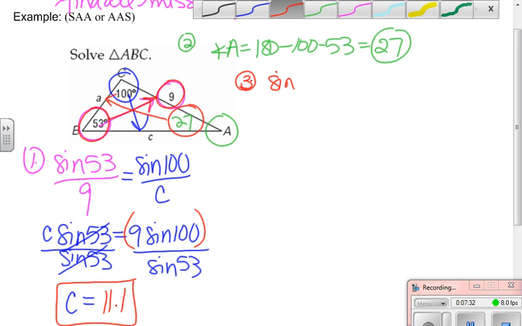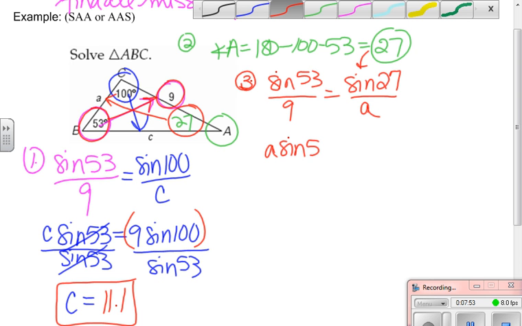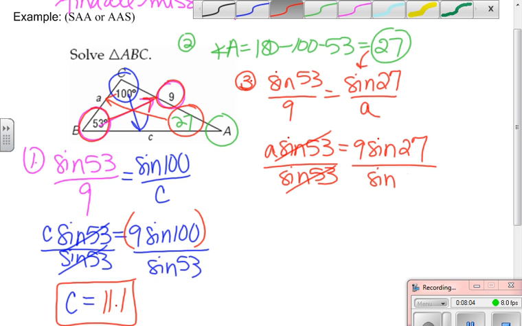And I'm going to say the sine of 53 over 9 is equal to the sine of A over a, except now I know what A is, and so I can go ahead and say the sine of 27 from right there. Cross multiply, a sine 53 is equal to 9 sine 27. Divide both sides by the sine of 53. Now remember, the sine of 53 is a number. It is a trig ratio. Go to your calculator. Don't forget your parentheses. And a will end up being 5.12.